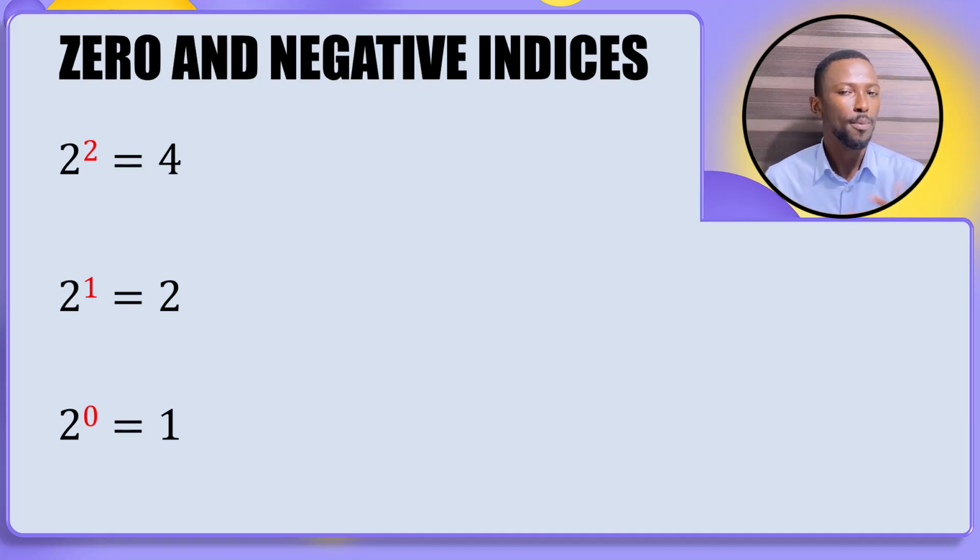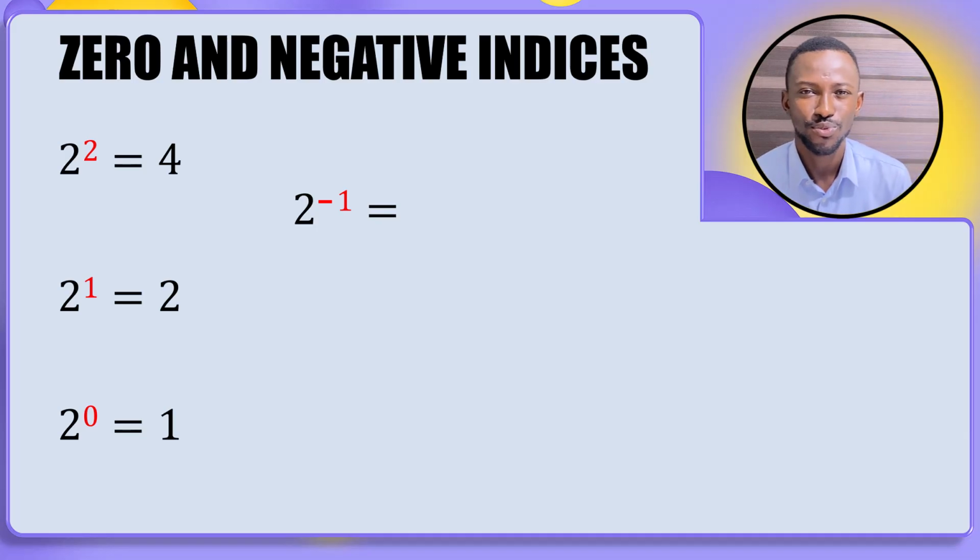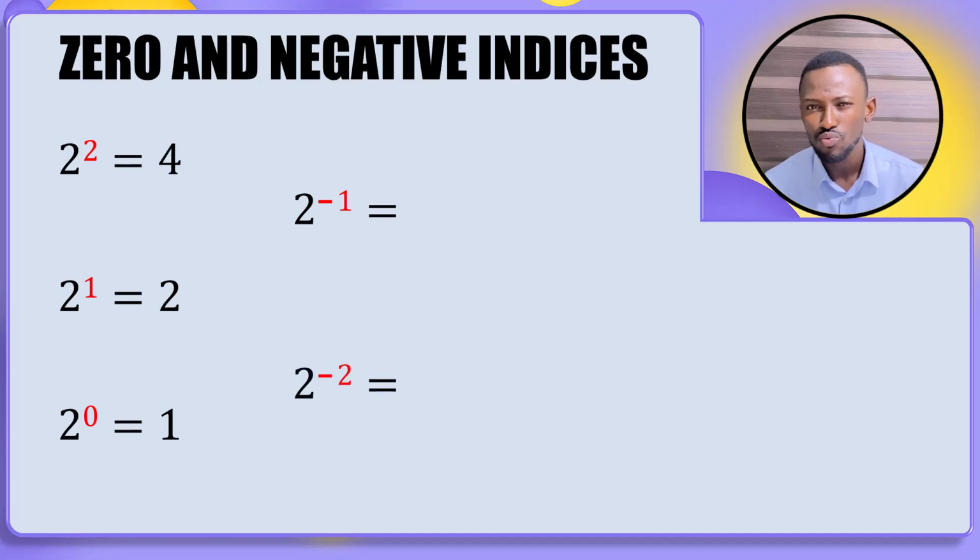I just want to build a point. 2 to the power 2 is 4. 2 to the power 1 is 2. 2 to the power 0 is 1. So you can see that for the powers, we kept going down and down and down from 2 to 1 to 0. From 0, where do we go? We go to negative, right? So 2 to the power negative 1, what does that give you? Do you know it? 2 to the power negative 1. What about 2 to the power negative 2? How do I do this?